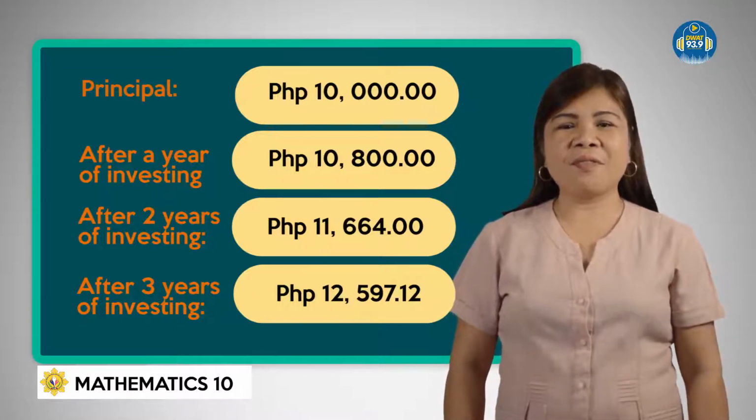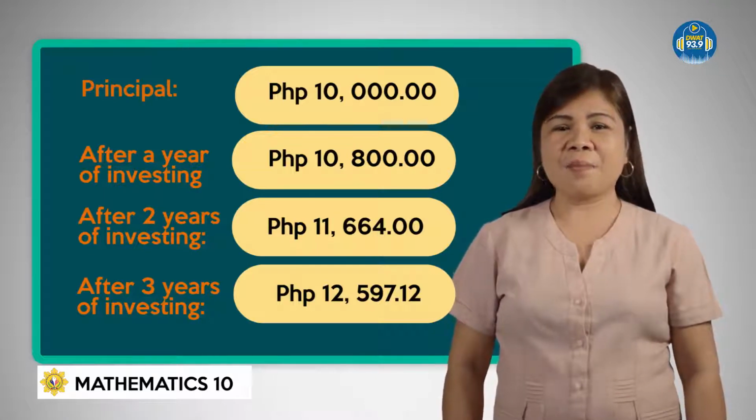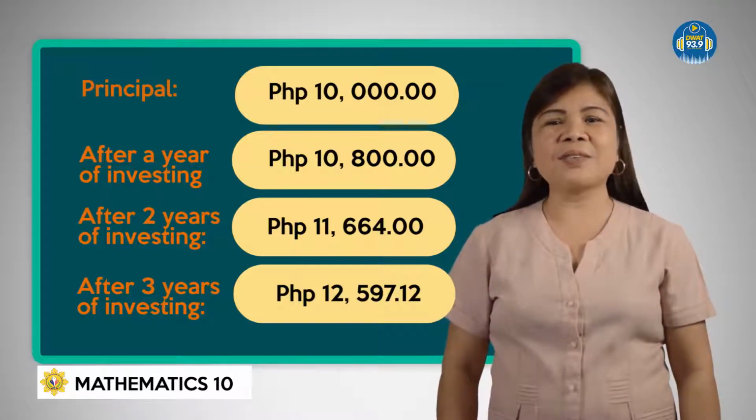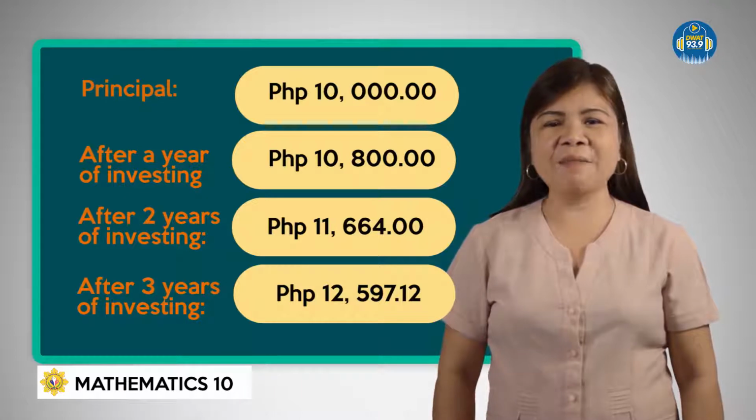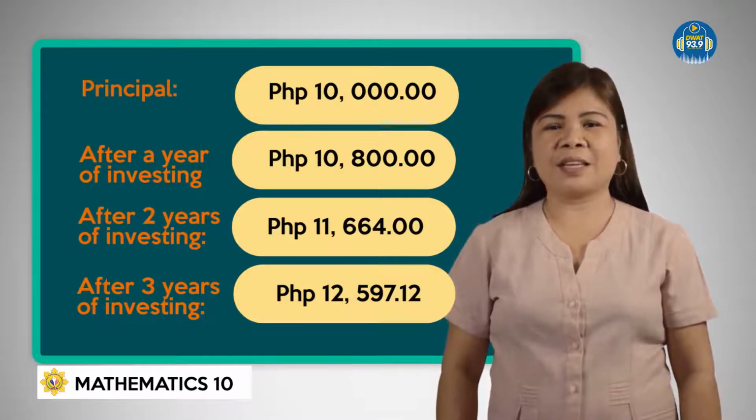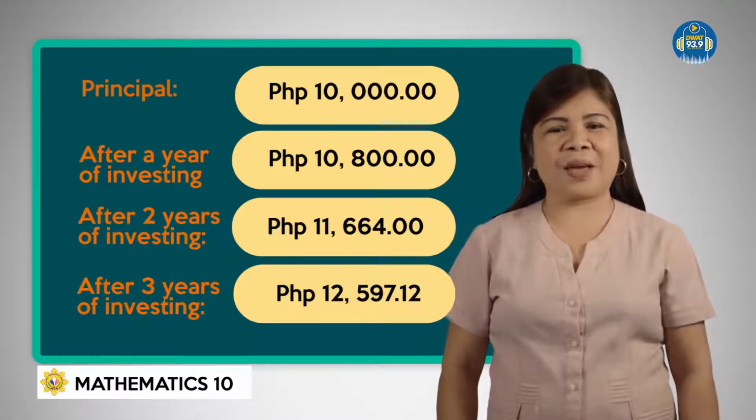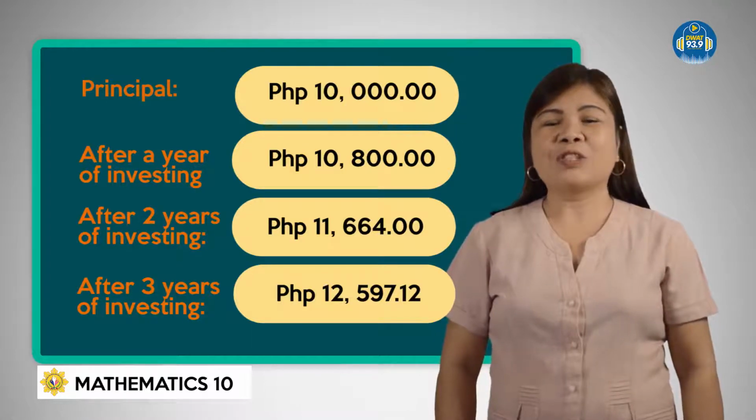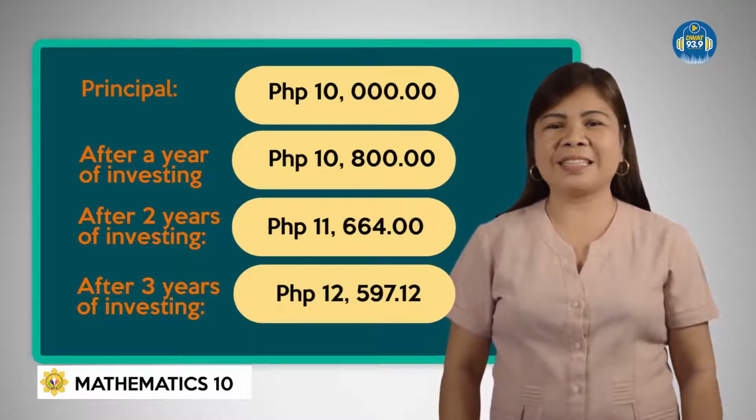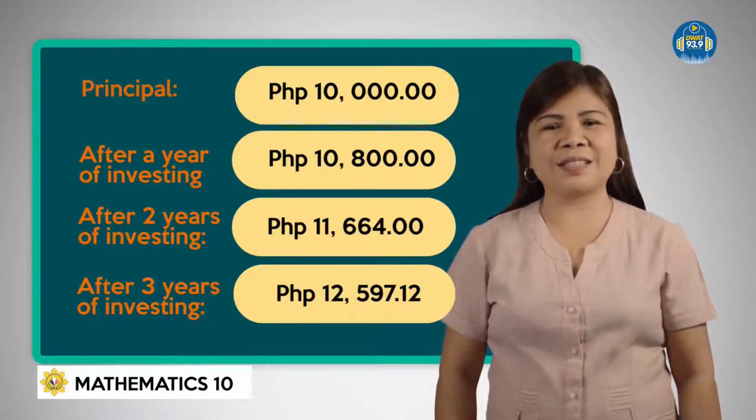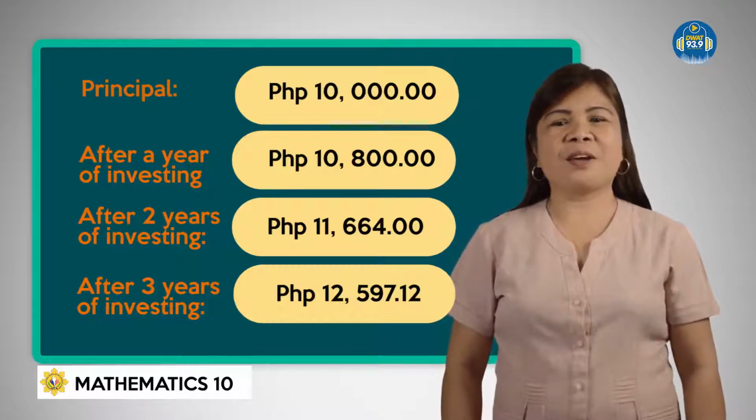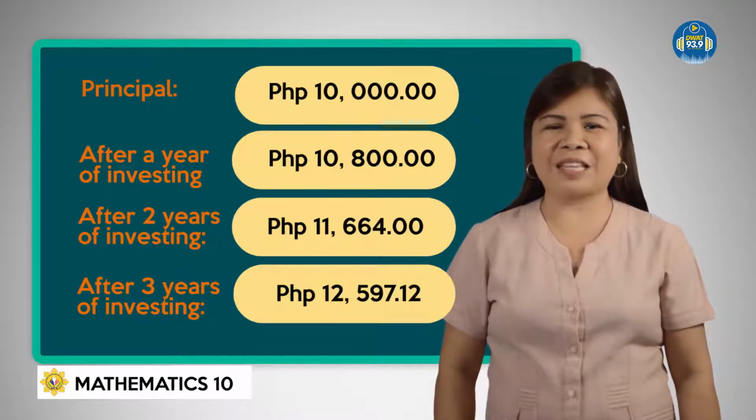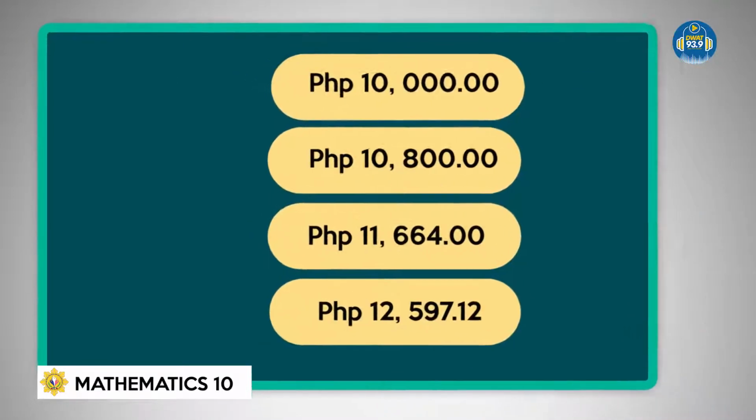Then after a year of investing, you had a remaining balance of 10,800 pesos. After the second year, you obtained a remaining balance of 11,664 pesos, and 12,597.12 pesos after the third year. That shows the remaining balance you obtained for 3 years.